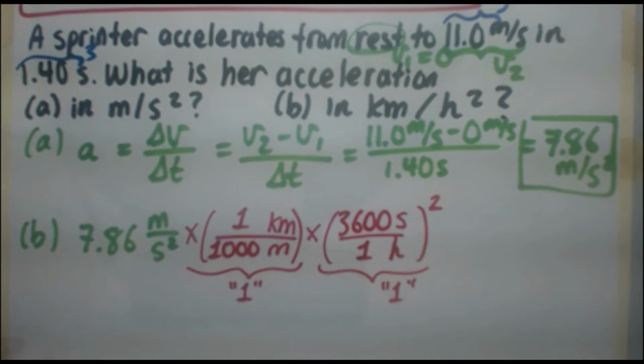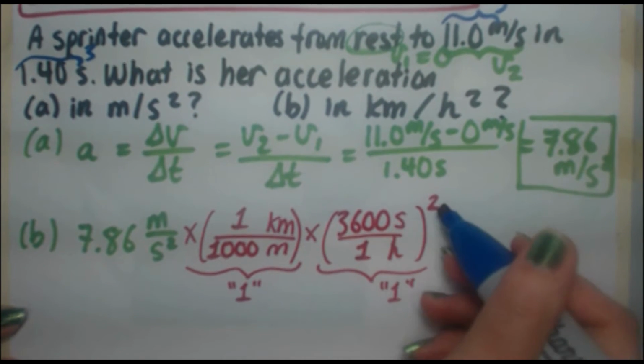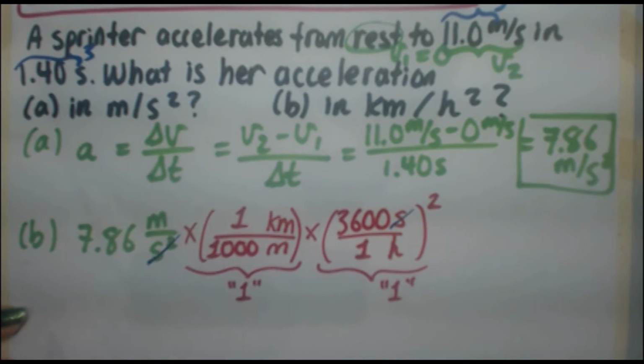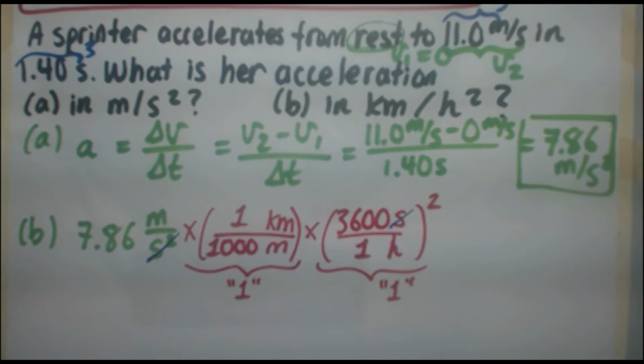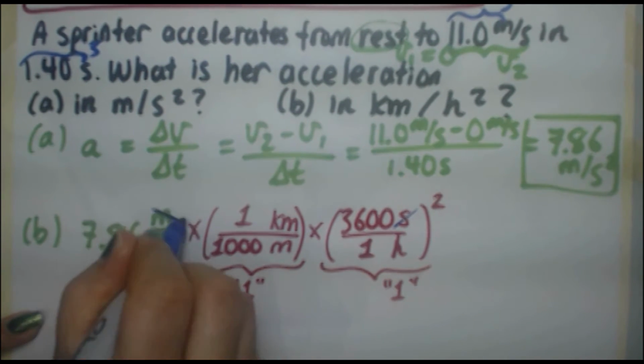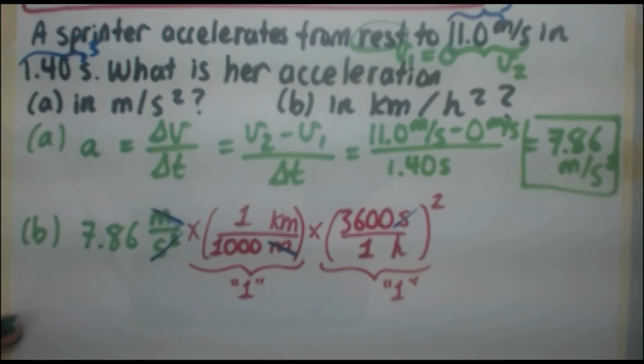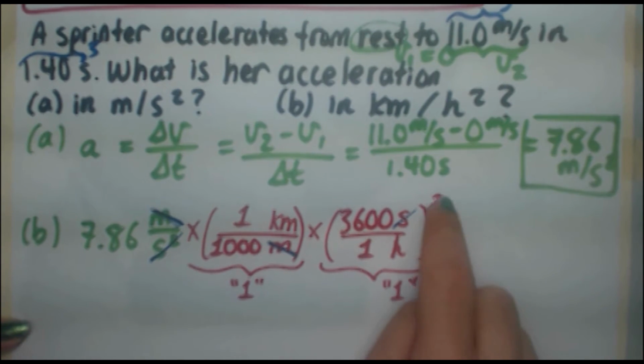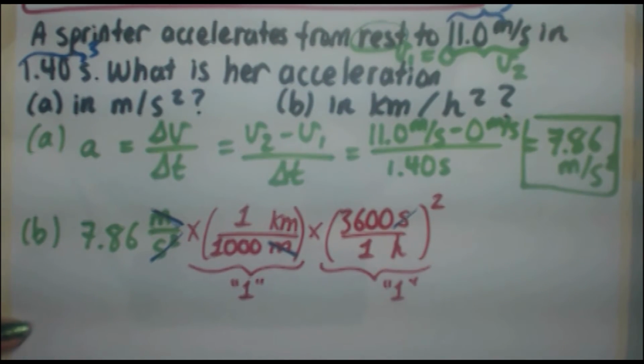If you check this out, you're going to have seconds squared that cancels with your seconds squared there, leaving you with a unit of hours squared. And also your meters cancel out with the meters there, leaving you with kilometers. The reason we can cancel out the seconds is that, because it's squared here, the squared also allows the 3,600 to get squared. So everything math-wise is still accurate.